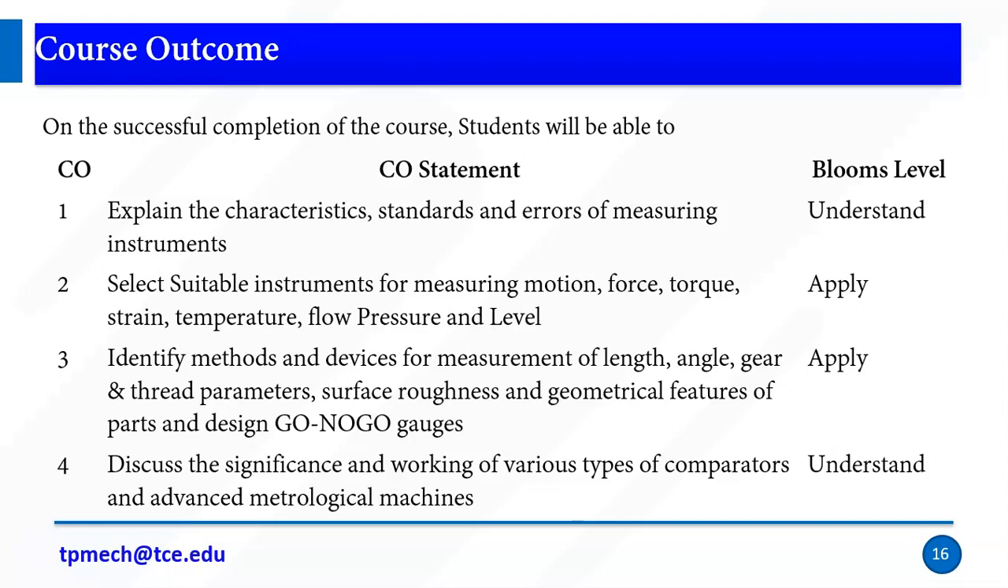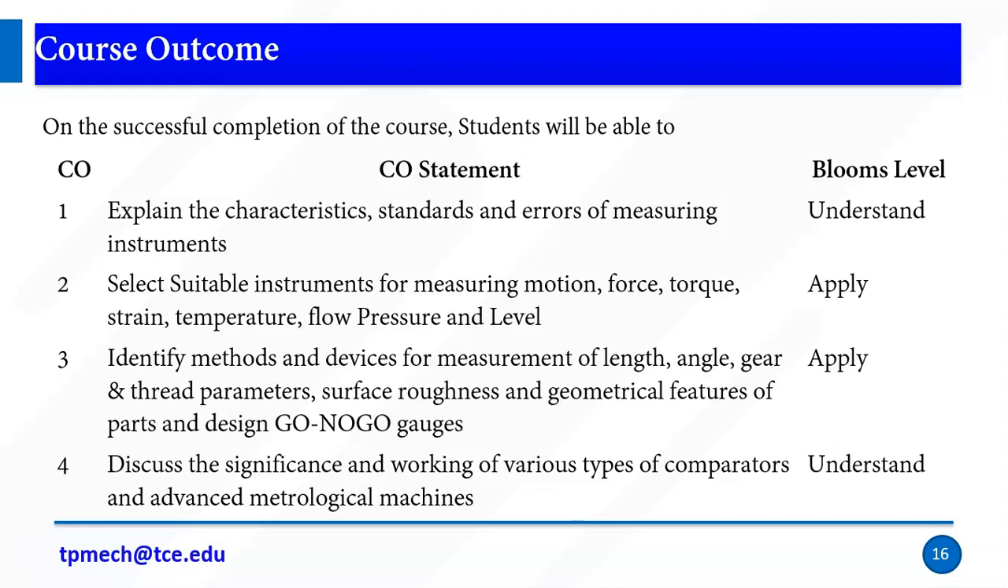Right. So the next CO is to identify the methods and devices for measuring length, angle, gear and thread. Length is linear measurement. Linearity is one of the geometrical forms. Angular is circularity, which is also one of the geometrical forms. Gear and thread parameters: gear and thread is a specialized measurement in the metrology part. Gear has linearity as well as curvature, and angularity. So if you want to measure these geometrical forms, you go with the metrology part.